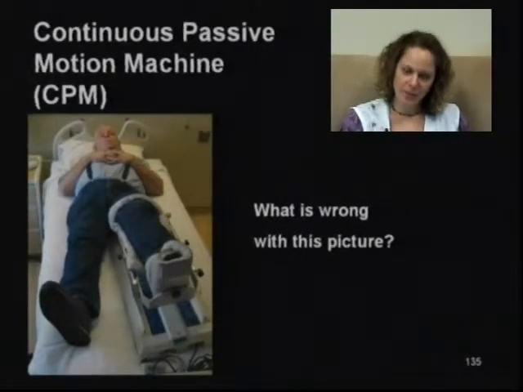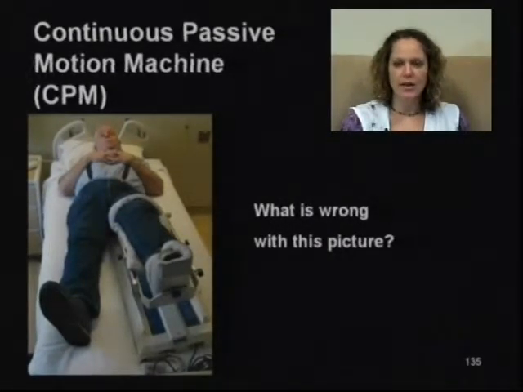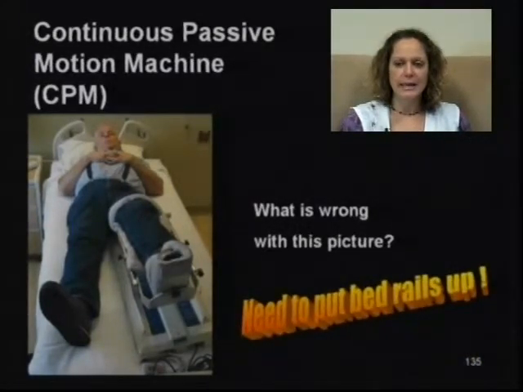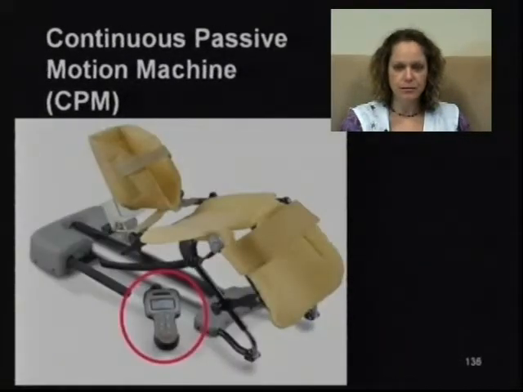But what's wrong with this picture? We have a gentleman here on a CPM machine, and there's something wrong with this picture, and good for you if you guessed it. He needs to have the bed rails put up, especially on the side where the CPM machine is located. Okay, so if you ever walk into a hospital room, the side rails should definitely be up. All four side rails should be up on a patient in bed with the CPM machine.